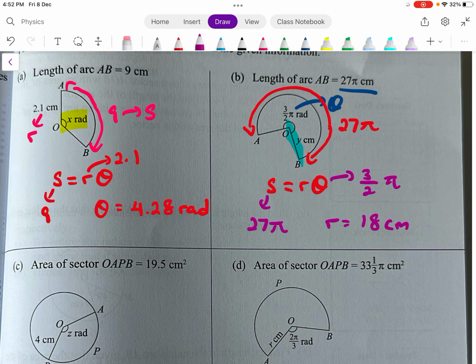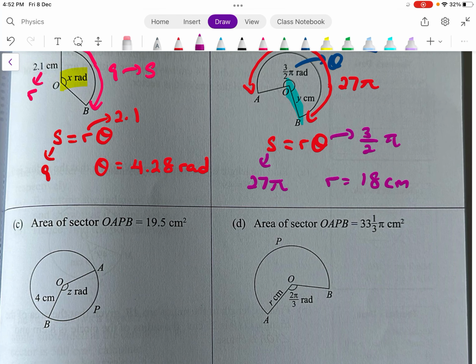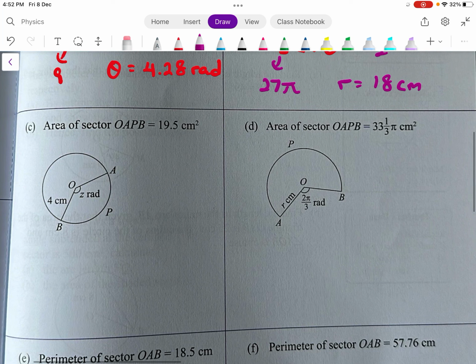Now I will go through part C. After I finish going through part C, you pause the video and do part B yourself. Part C, area of the sector OAPB. We are now given the area. The sector OAPB is actually here. This is the area of the sector OAPB, which is 19.5.